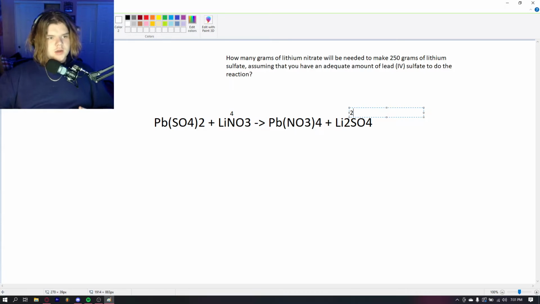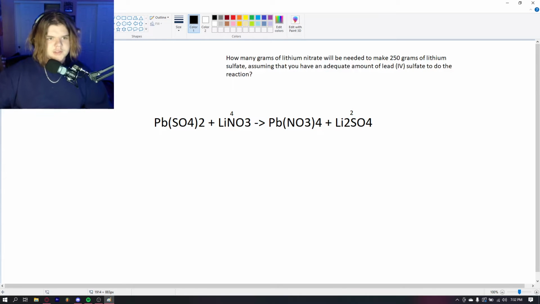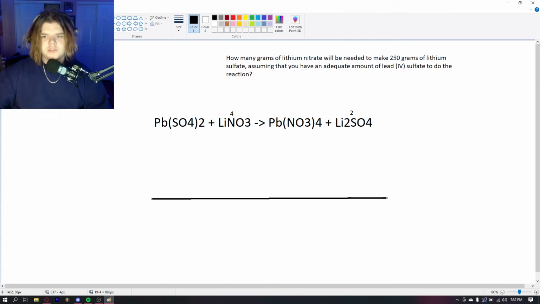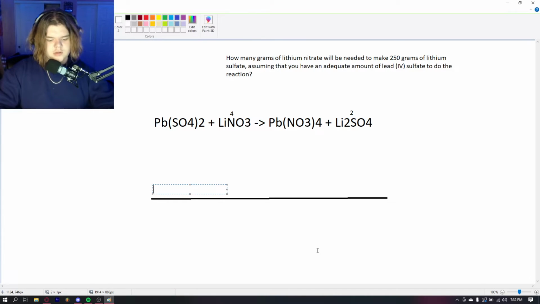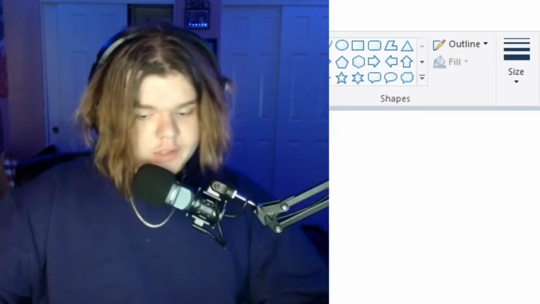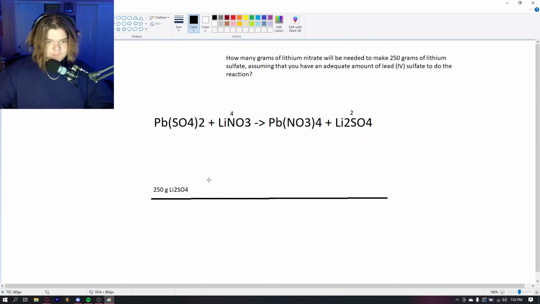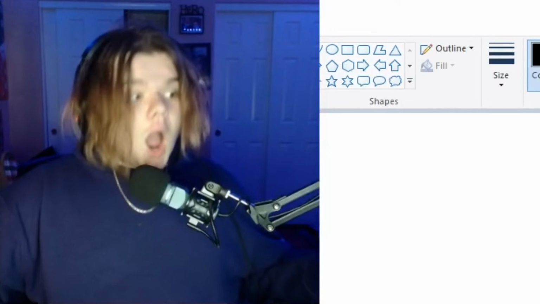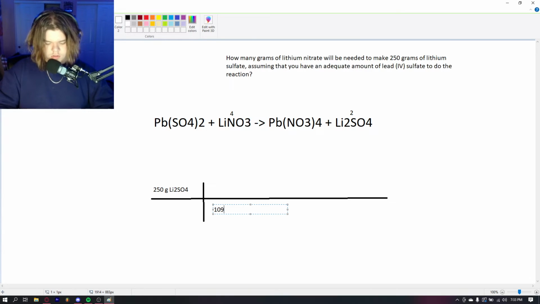So from here, we would do the funny charts again. But first, we need to take our given, which is 250 grams of lithium sulfate. So let's just type that down here. 250 grams of lithium sulfate. Next, we need to figure out the molar mass. 109.94 grams of lithium sulfate.